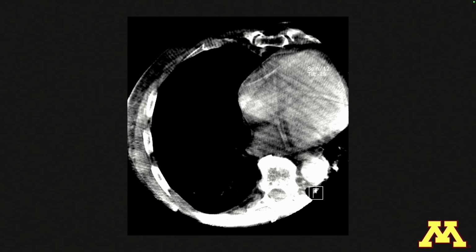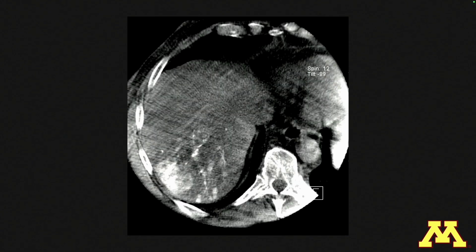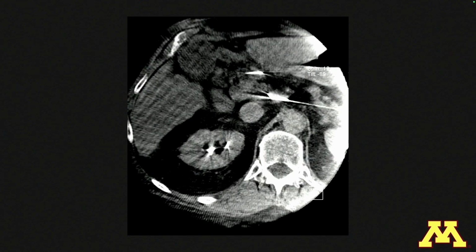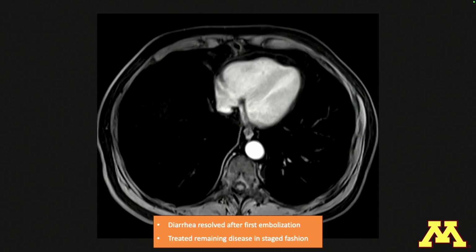Then we can do cone beam CT, which is again a special kind of CT which uses the spin of the X-ray machine, and we want to be absolutely sure what area we are treating. And this was the cone beam from the superselective artery that we went on to treat, and showed what part of the liver we would be treating. After the treatment, the diarrhea essentially resolved for this patient after the first treatment, and the remaining disease in the liver was treated in staged fashion.